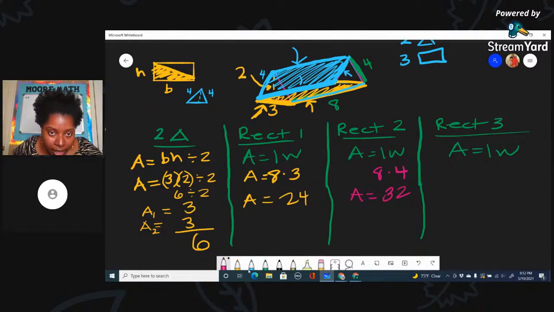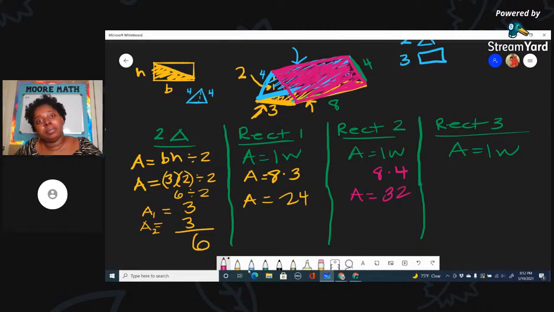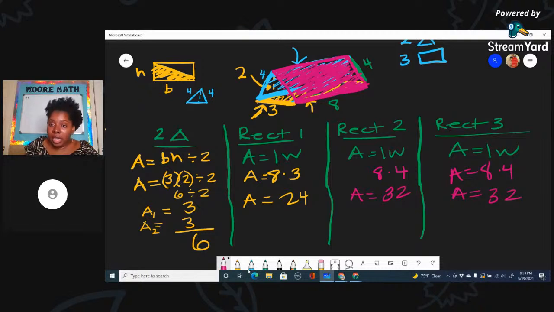Now, I know it's hard to see, but I'm going to just draw it this way. So this rectangle right here. Okay. What's my length? 8. Good. And my width? 4. Good. 8 times 4? 32. Good. Now add them all together.